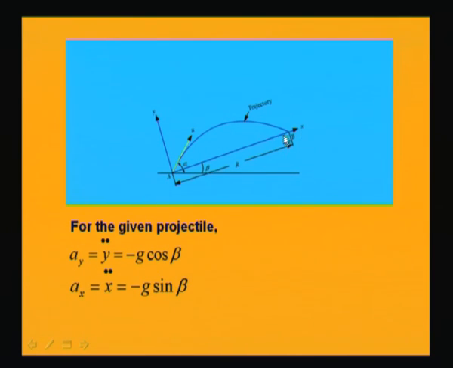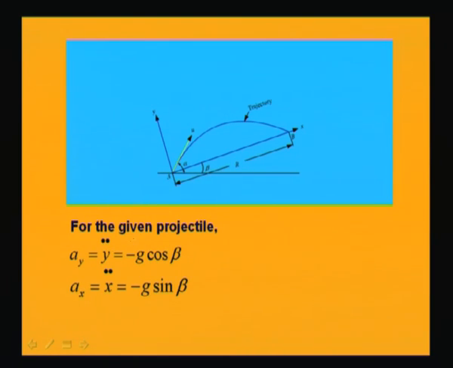For that purpose, for the given projectile, we take the x axis along the inclined plane and the y axis perpendicular to that. Then we can study the motion in the xy plane. Now, the acceleration is downward, of amount minus g, but it has components along the plane and normal to the plane.